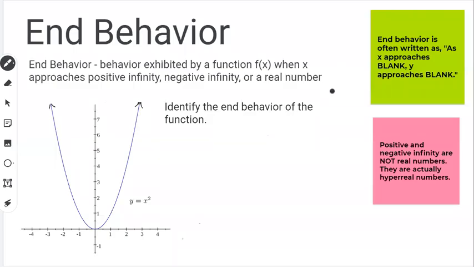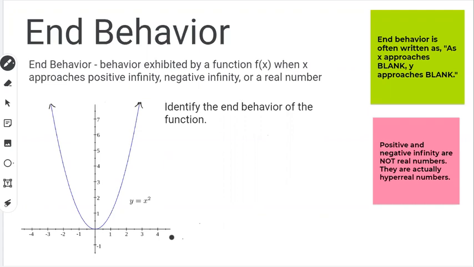All right, today we're talking about end behavior. End behavior is defined as the behavior exhibited by a function f of x as x approaches positive infinity, negative infinity, or a real number. When we talk about end behavior, we want to talk about what the function does as it goes to the right and as it goes to the left.